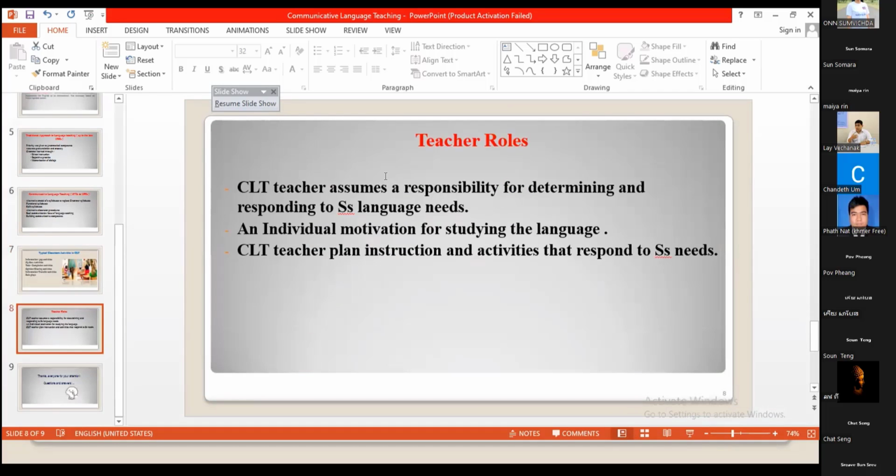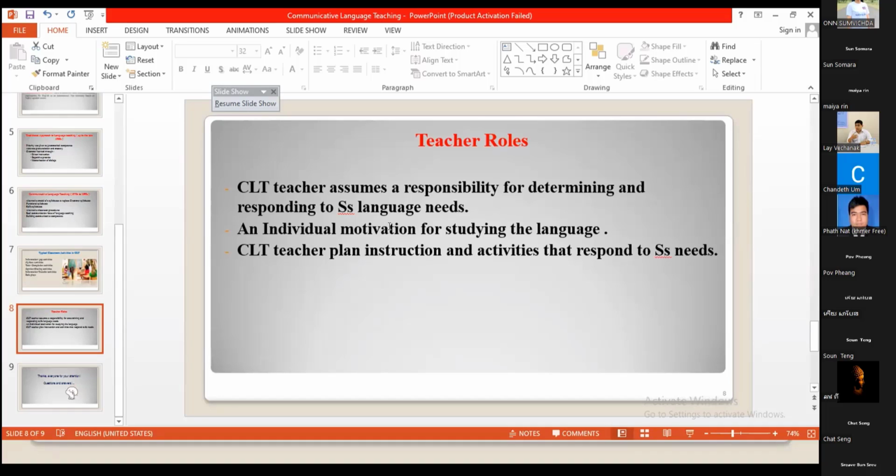And about the teacher's role, how teachers play a role in communicative language teaching. Teachers have an important role in this part. A CLT teacher assumes responsibility for determining and responding to student language needs. So we just follow the student-centered approach, not the teacher-centered one. Just help them and respond when the students need language. Sometimes they don't know the word. Being a teacher, just add more, give them information and some words in order to let them make conversation in the class.